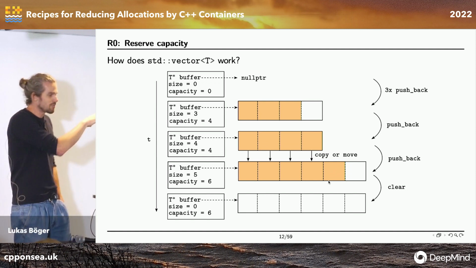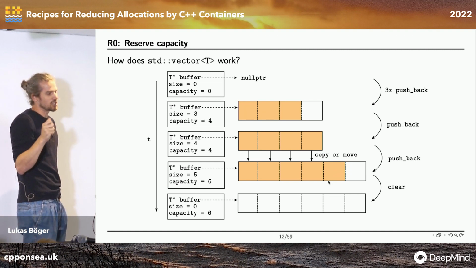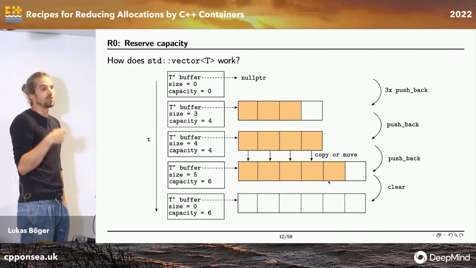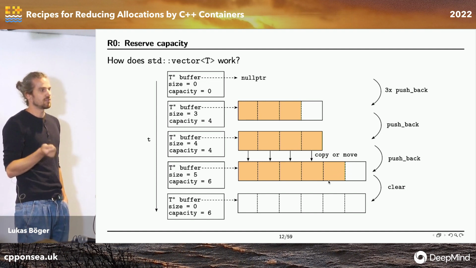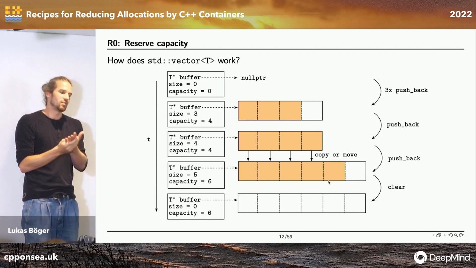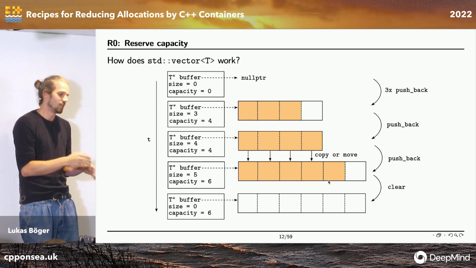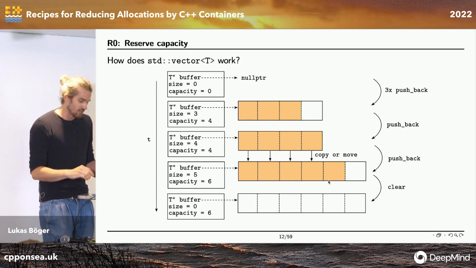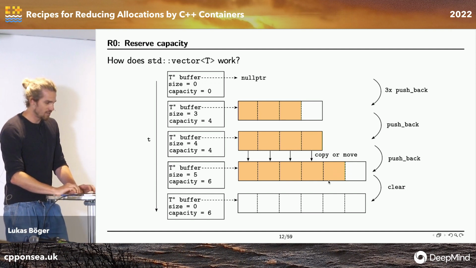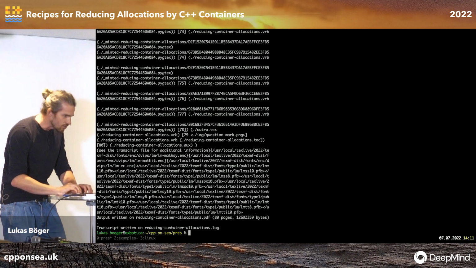Okay, and the last bit depicts the clear operation. So if we call clear on a vector, then we throw away all the elements, but we do not throw away the buffer. And this way of interacting with the underlying storage is important for most of the techniques I will show you. Okay, but that doesn't answer the question how many times this snippet will allocate. To do that, we'll go and look at an example.